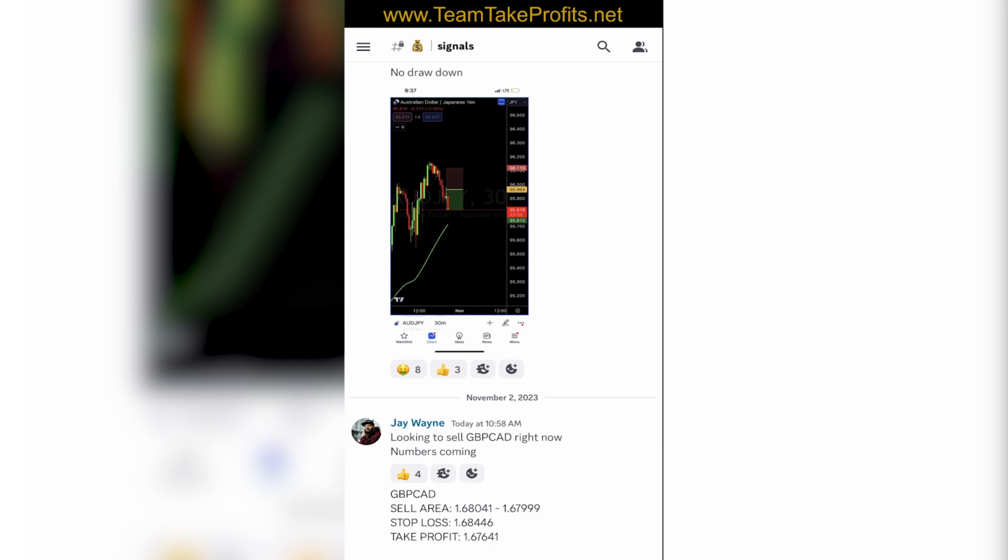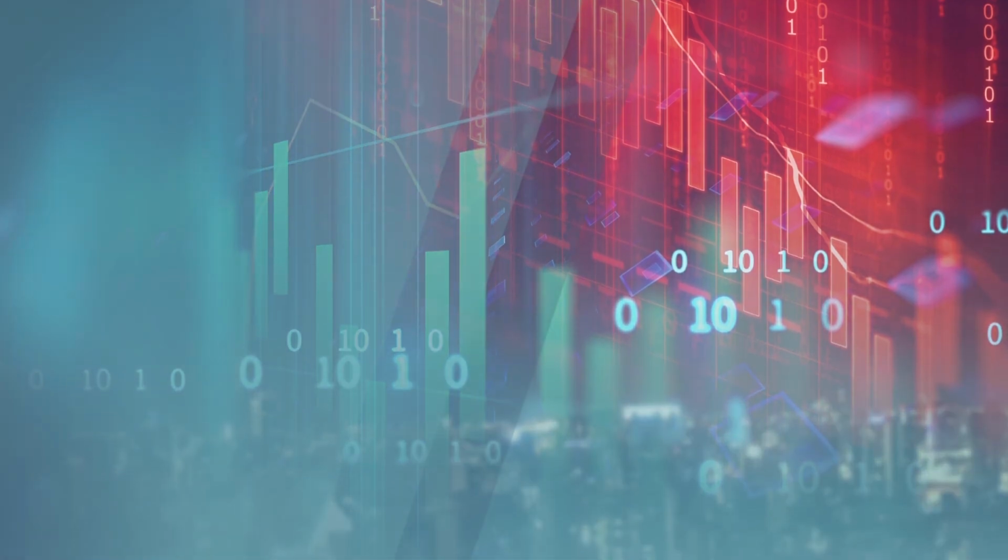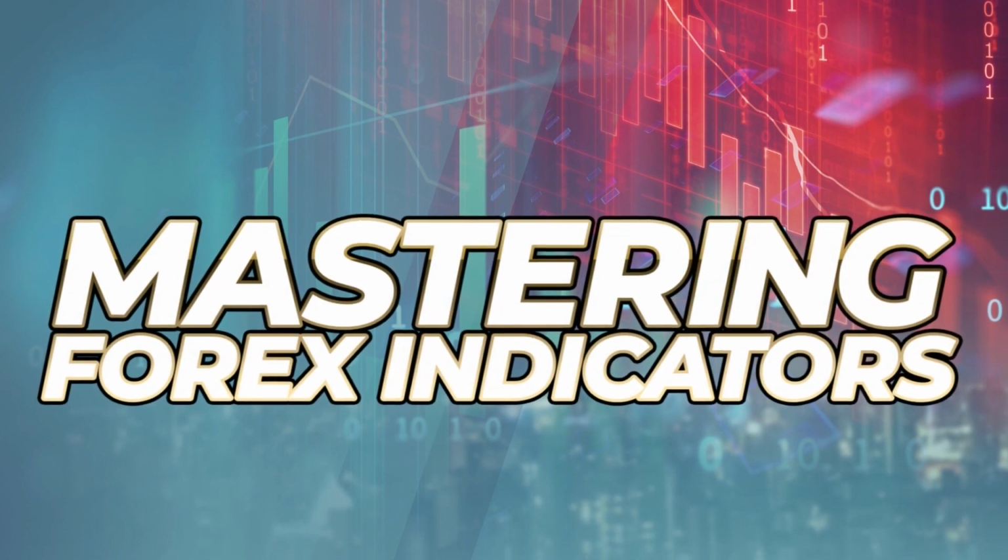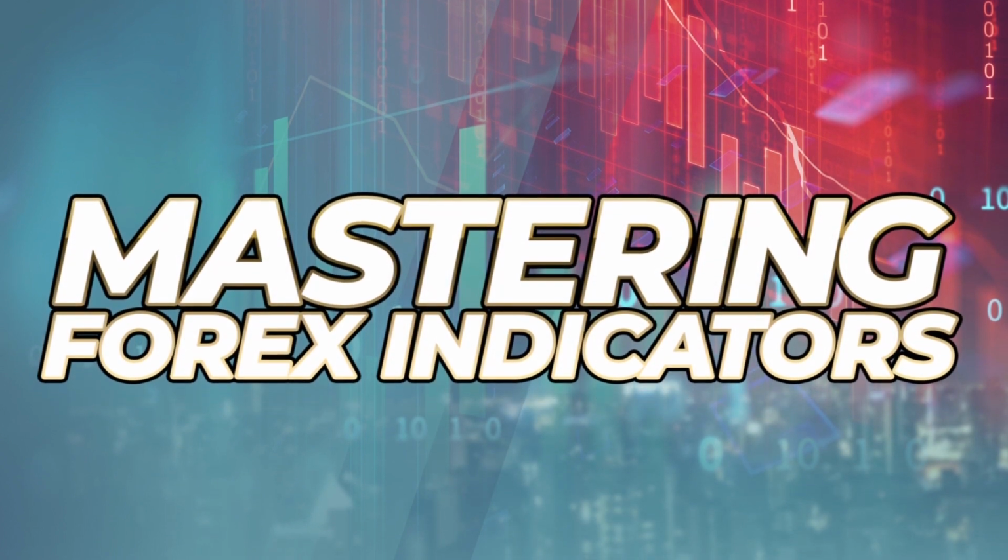So GBP CAD, this is the signal right here, and we're going to track it. 2 turns of 4, 4 turns of 8. Sleep and get paid. Rich when I wait.